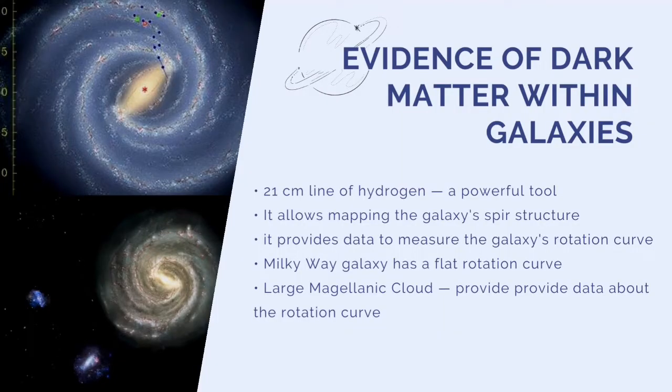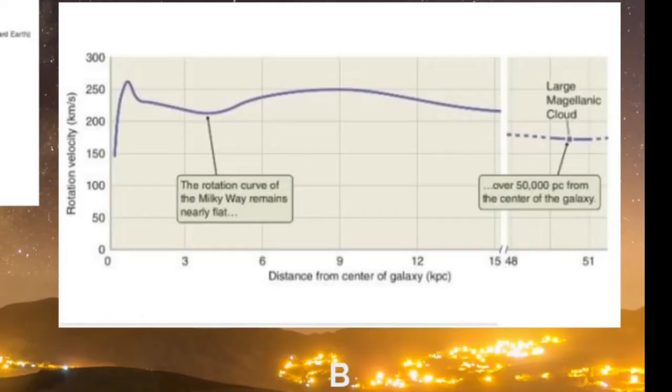This 21 centimeter line also enables astronomers to measure the galaxy's rotation curve, and the Milky Way galaxy has a flat rotation curve that led astronomers to conclude that the masses of spiral galaxies consist mostly of dark matter. In this figure, the rotation velocity is plotted against distance from the center of the Milky Way. The most distant point comes from measurement of the orbit of the Large Magellanic Cloud. So, the nearly flat rotation curve indicates that dark matter dominates the outer parts of the Milky Way.